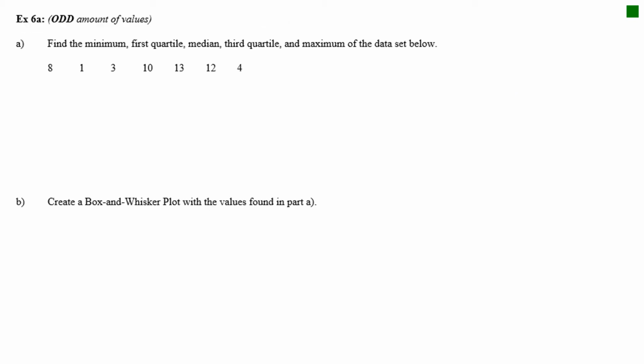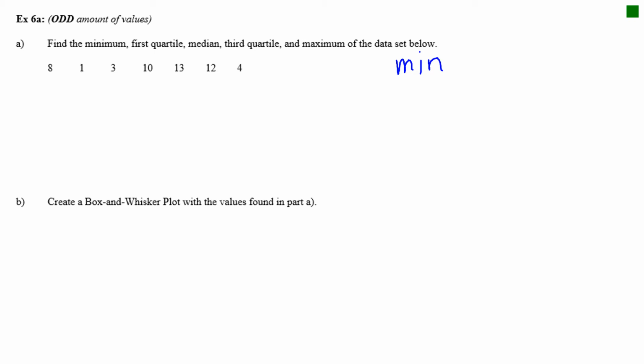All right, for 6A, we have an odd amount of values in the set. So in this case, we have 1, 2, 3, 4, 5, 6, 7 values. Directions for part A is to find the minimum, the first quartile, the median, the third quartile, and the maximum of the data set below. So we'll start with labeling it over here.